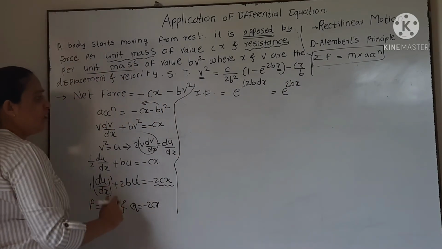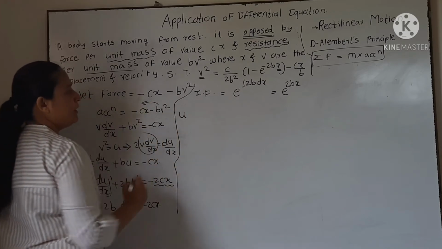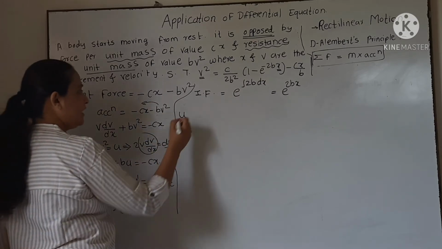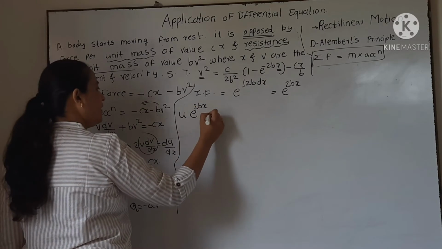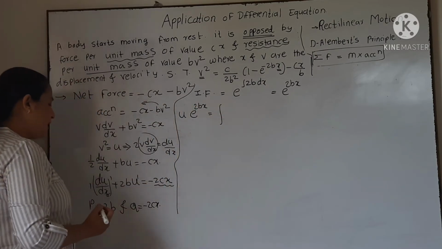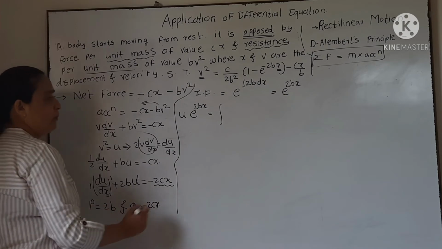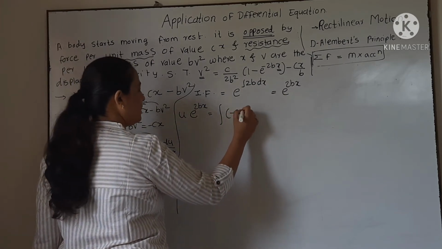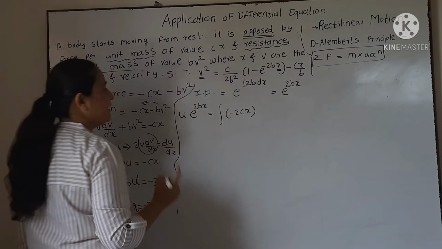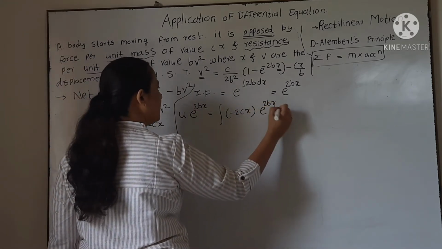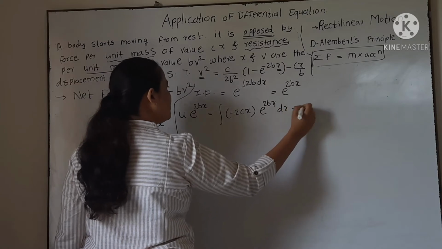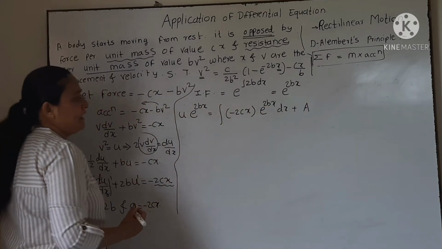This is linear in u. Therefore, the solution will be given by u into the integrating factor, that is u into e raised to 2bx, equal to the integral of q. What is the value of q? Keep inside the bracket minus twice cx into the integrating factor, that is e raised to 2bx dx, plus a constant of integration, say a.